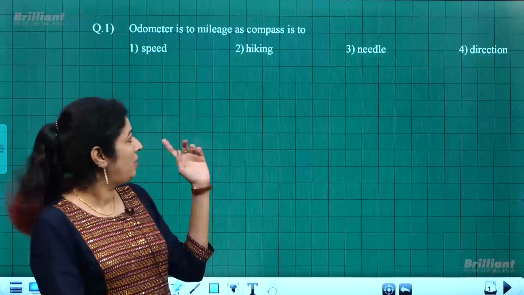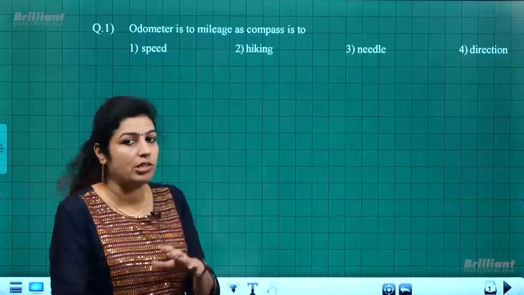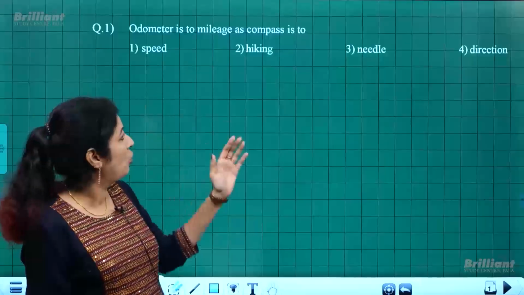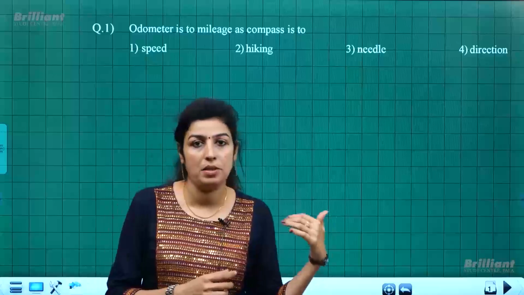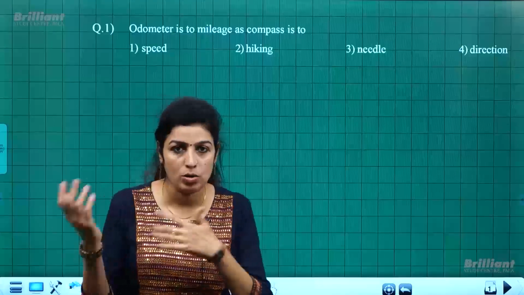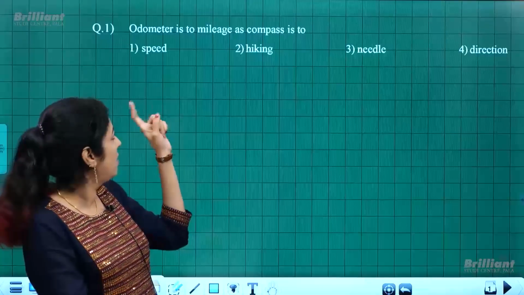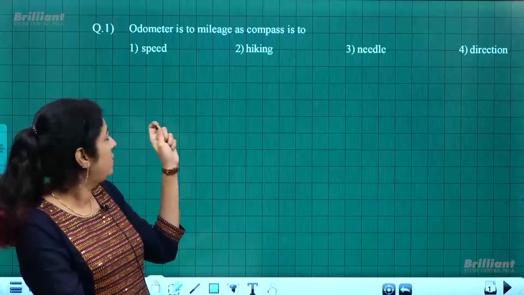So let us start with the first set of questions where, as usual, you have been given a pair of words and then you have to find out similar pairs, just like for all those exams which you might have attended. All right, so now the first question goes like this: odometer is to mileage.